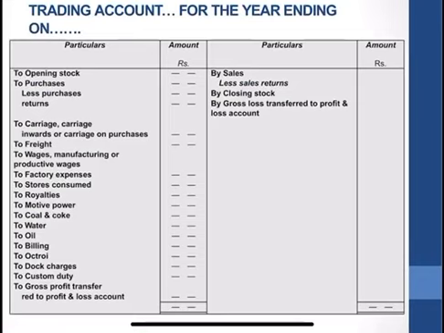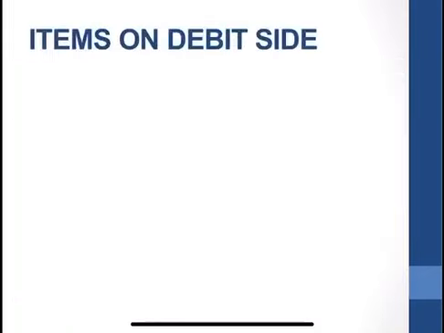So let's talk about the items which appear on debit side of trading account. First of all, opening stock. It means stock with the businessman at the start of the accounting year. Stock of goods unsold at the end of previous accounting year will become opening stock for the current year.